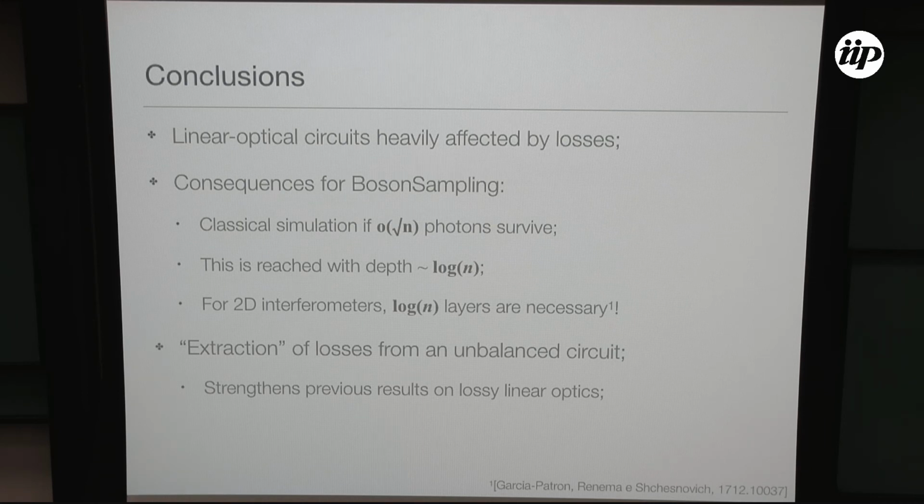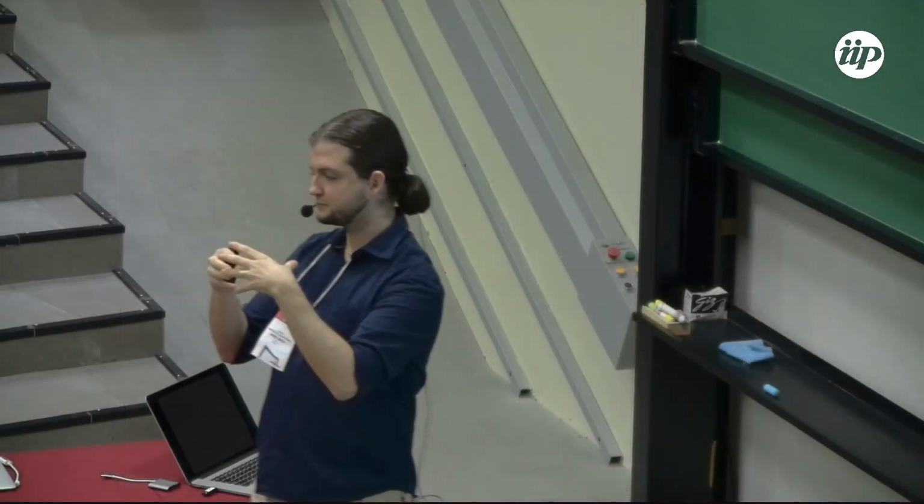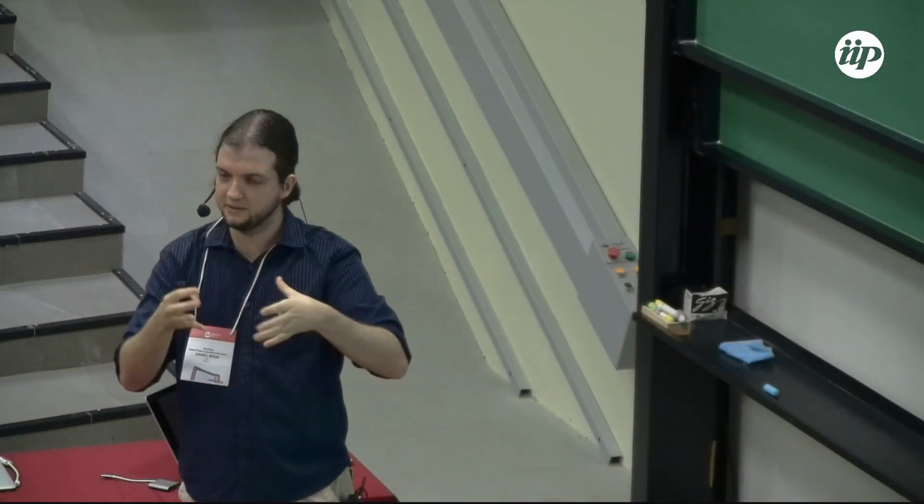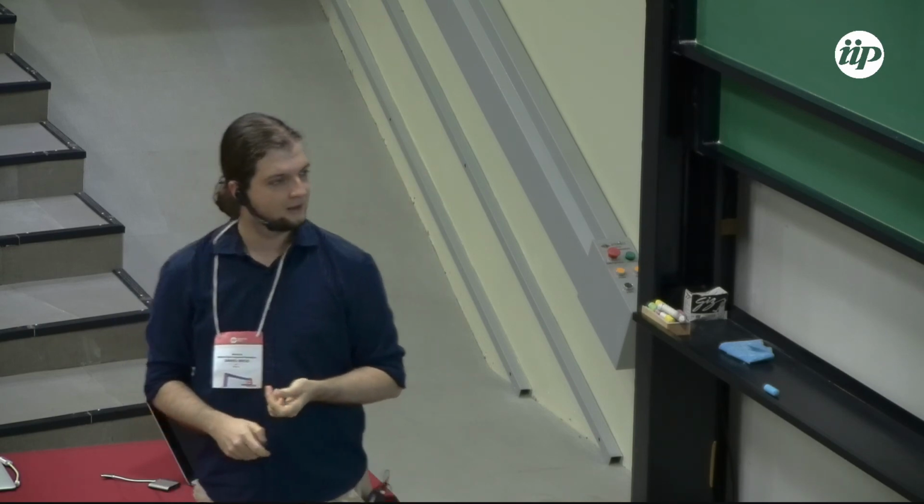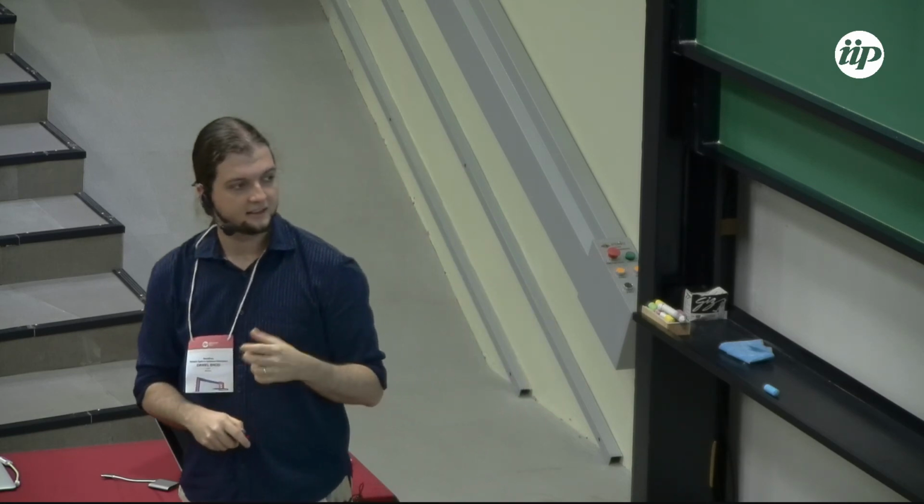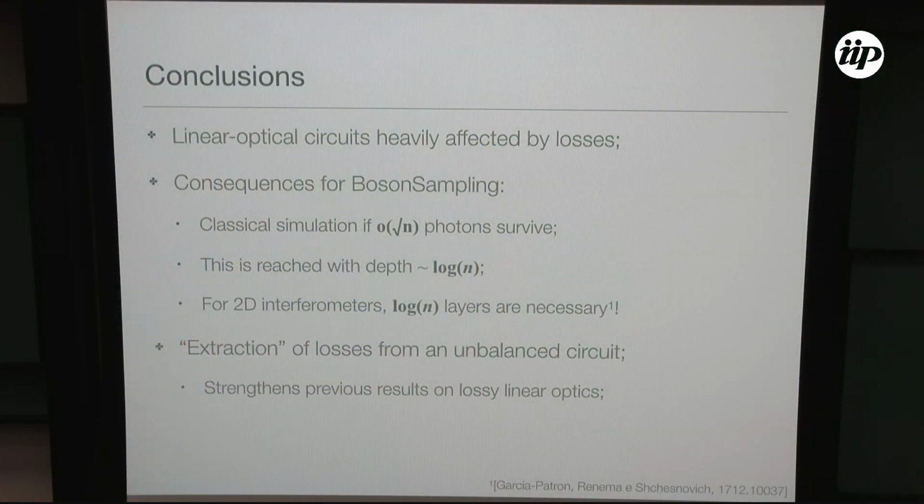Okay, so what this shows is that if we can't manage to go to some 3D architecture where you have beam splitters between distant modes, formally there's going to be a very narrow window where you can still get some computational advantage with boson sampling. And this last thing that I mentioned, where you can extract the losses from the unbalanced circuit, I think is also of independent interest, and in particular it strengthens all the previous results on lossy linear optics by proving on formal grounds when you can make these assumptions, right? Under what conditions you can assume that the losses happen at the input, which is what people usually assume.